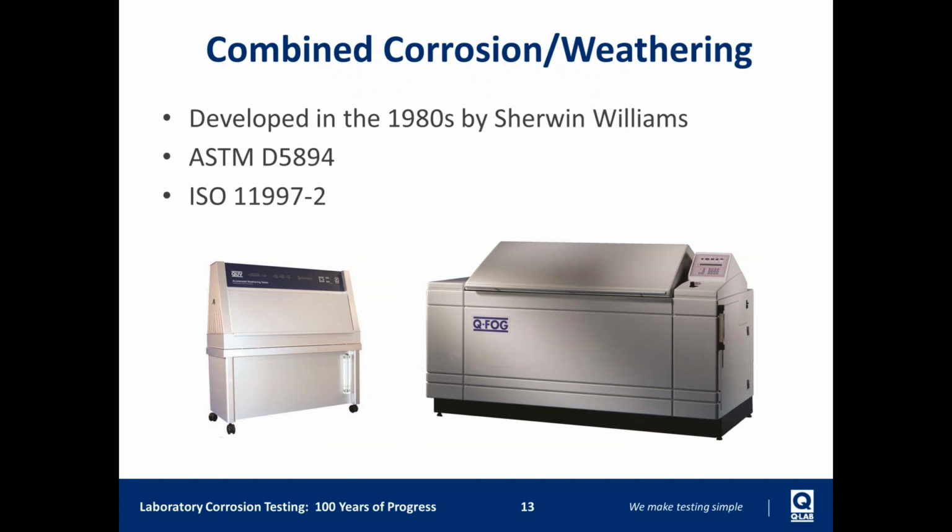But there were some other tests that they were performing. One of them was combining corrosion and weathering together. This was developed in the 1980s by Sherwin-Williams, and there's a couple versions of this that exist in ASTM and ISO. But the general running of this is that you spend time in a corrosion chamber and you spend time in a fluorescent UV chamber, and in ISO they also add in 1 day of freezing, and the idea is it simulates real world exposures because things that are outdoors are going to see that UV and they're also going to see that salt.